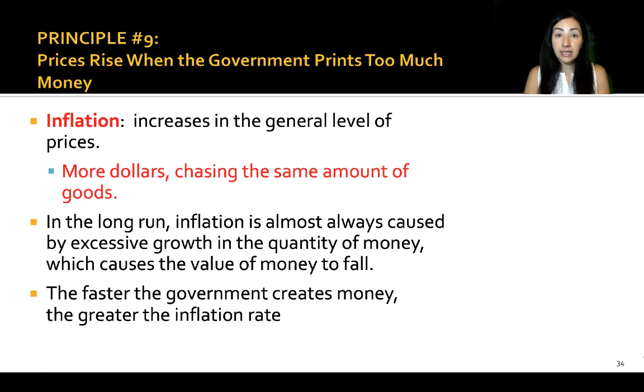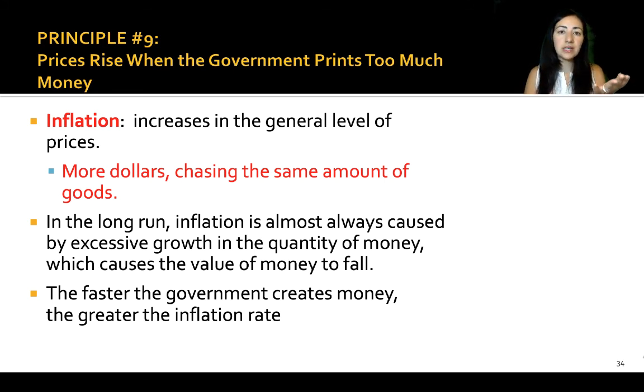Finally, Principle 9. Prices rise when the government prints too much money. So this is the concept of inflation. Inflation is the increase in the general level of prices, so more dollars chasing the same amount of goods. In the long run, inflation is almost always caused by excessive growth in the quantity of money, which would cause the value of money to fall.